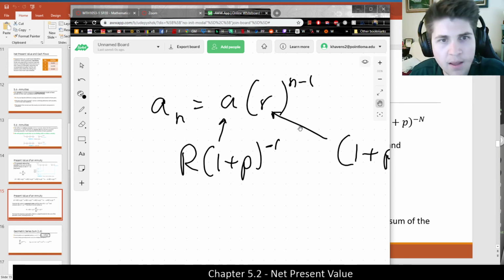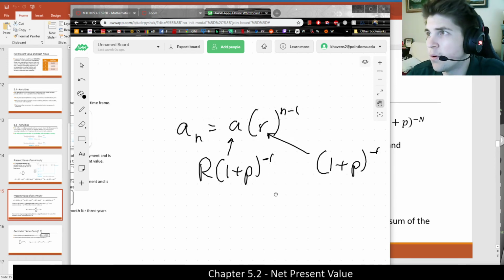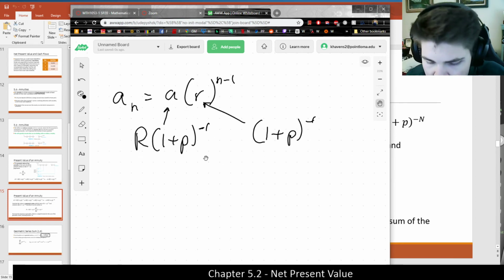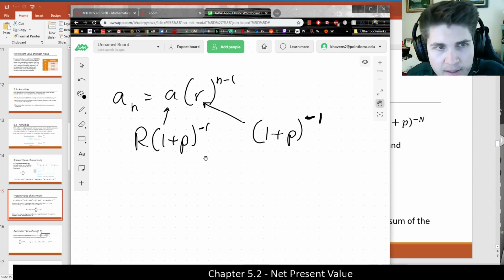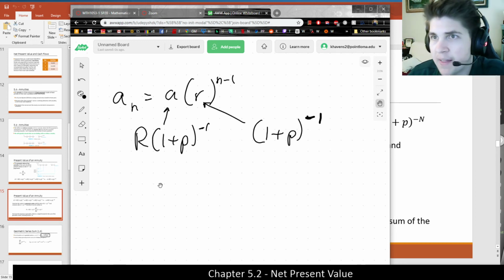Because each term was divided by an additional 1 plus p as the common ratio. And why am I getting into all that? It's because I could rewrite this in a compressed form and simplify. Basically, there's some algebra I could do to make this look a little bit cleaner. But that's what I have next.